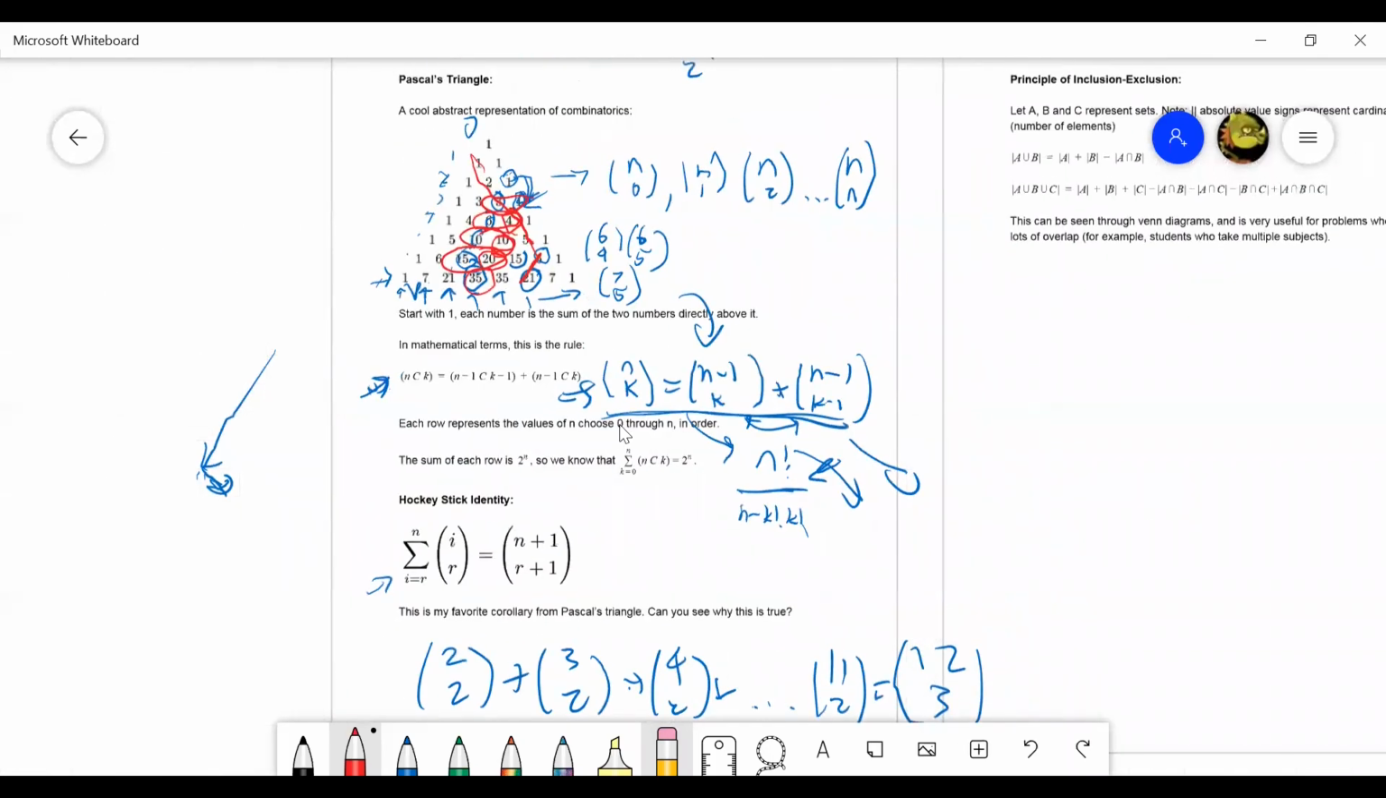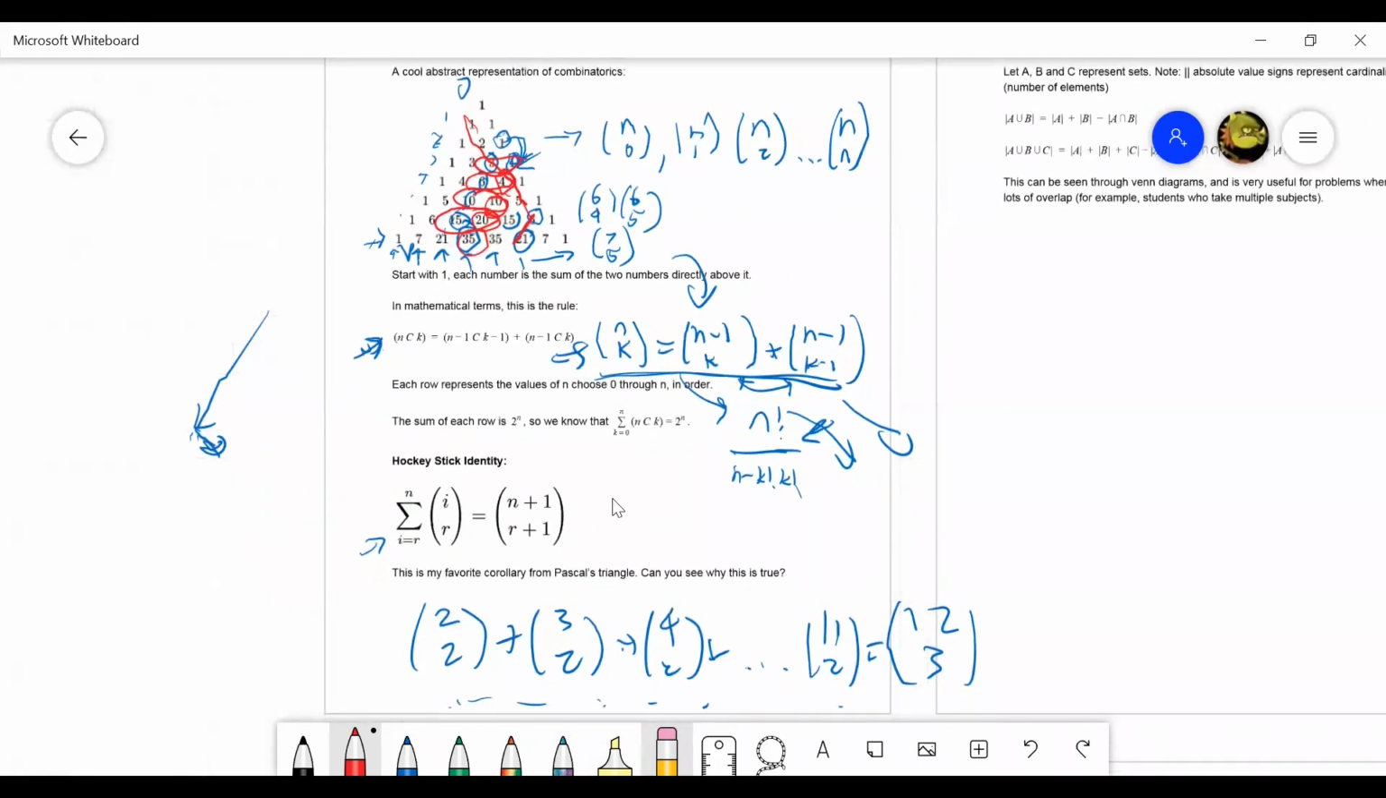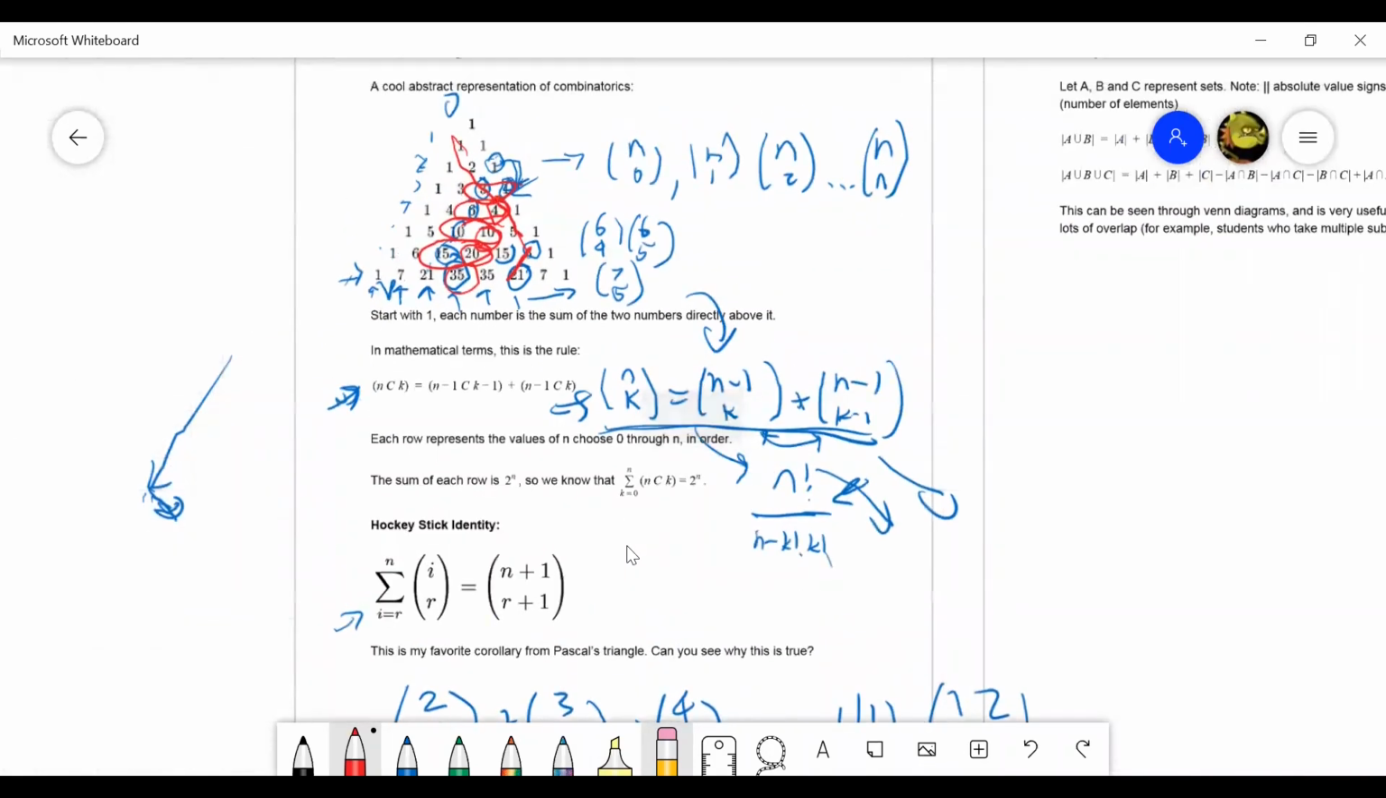Maybe it won't be the most useful for competition math, but I think it does give you a good introduction into just how deep combinatorics can actually go.